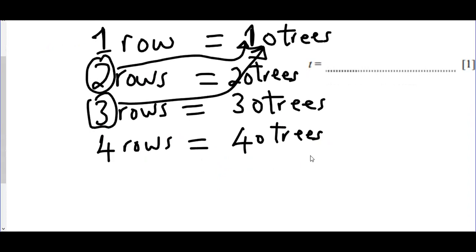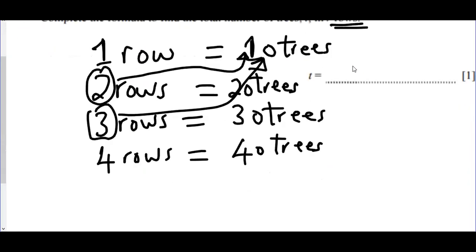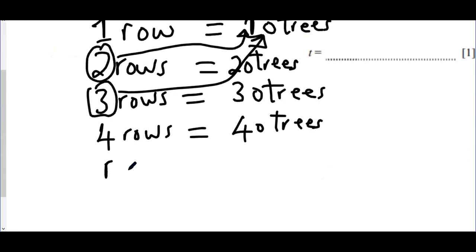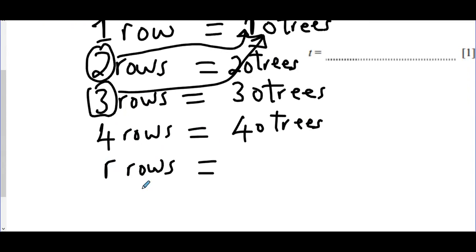Now the question is, what if we have R rows? What if we have R rows? Students, tell me, how will you get for R rows? How many trees will be there? Okay, my students, some students are saying 10 yara. Those students who say 10 yara, they are correct, because the idea is fine. Thank you very much.